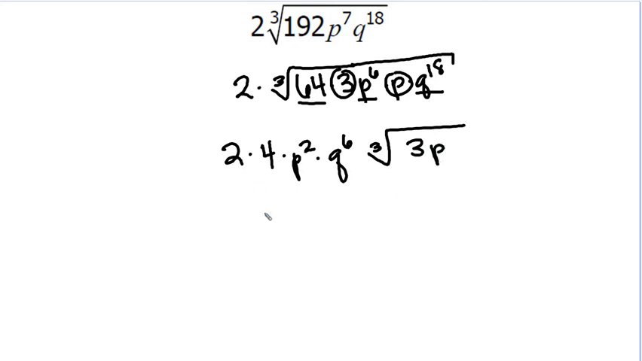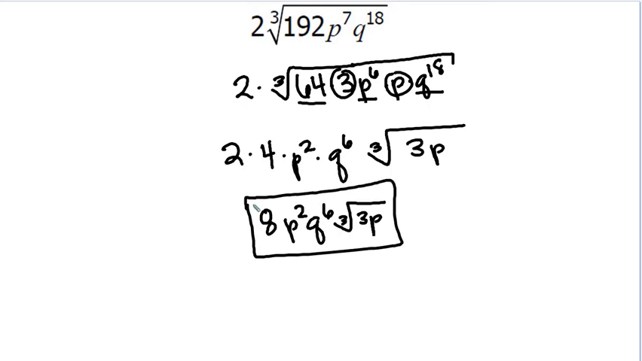So I need to multiply. So 4 times 2 is 8. P squared, q to the 6th, cube root of 3p. All one big term. Okay?